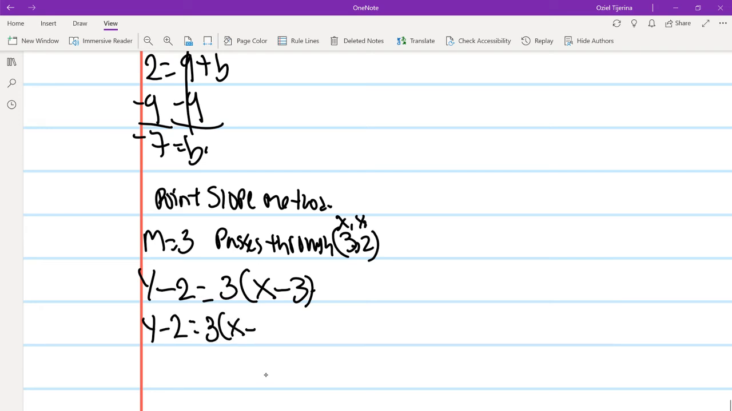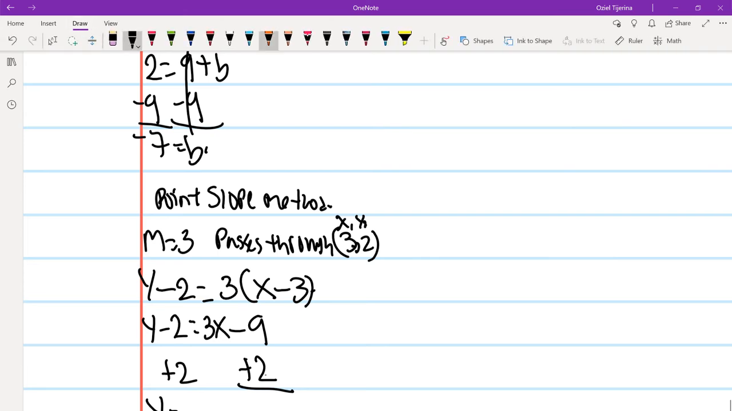Usually it depends on whether they want it in slope-intercept or point slope form. If they want it in point slope, you would only leave it like this. If they want it in slope-intercept, you would simplify that. So you would say y equals 3x minus 7, and that's how you would do it.